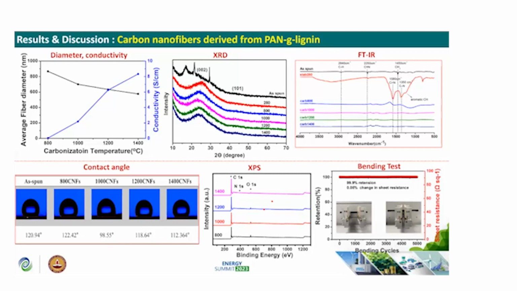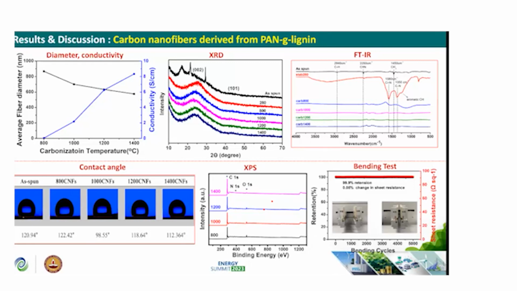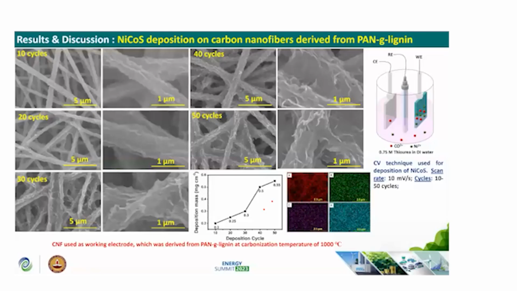Finally, in order to verify the flexibility characteristics of the as-derived carbon nanofiber mat, we have performed a bending test up to 5000 cycles. It demonstrates a good flexibility up to 5000 cycles without affecting the sheet resistance. This demonstrates that the prepared carbon nanofiber has high flexibility and also mechanical strength, which has been used as a freestanding electrode for the deposition of nickel-cobalt sulfur by electrochemical deposition.